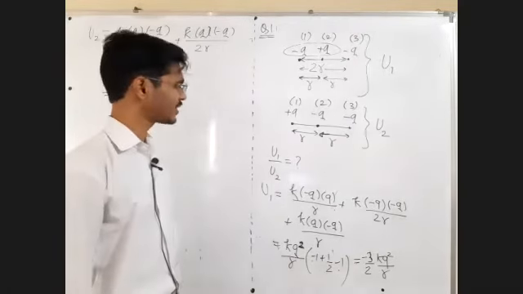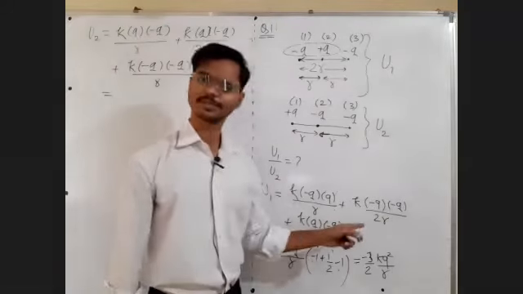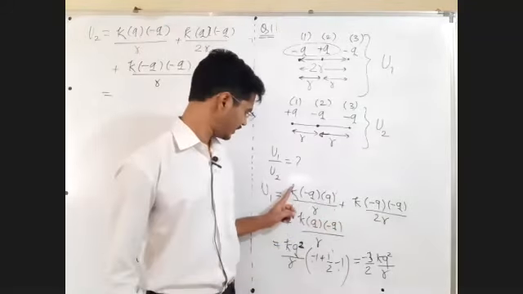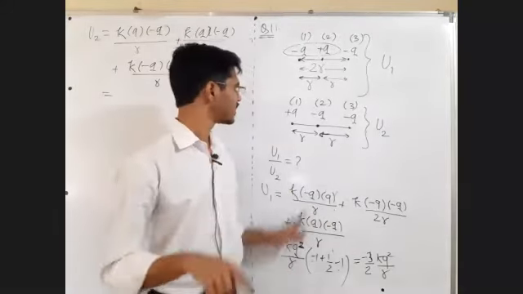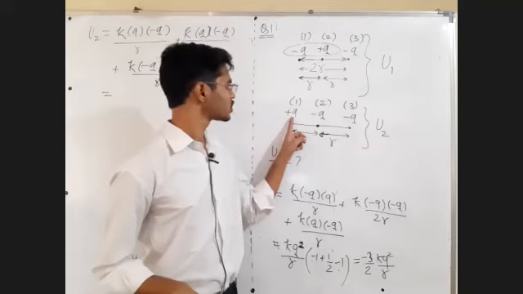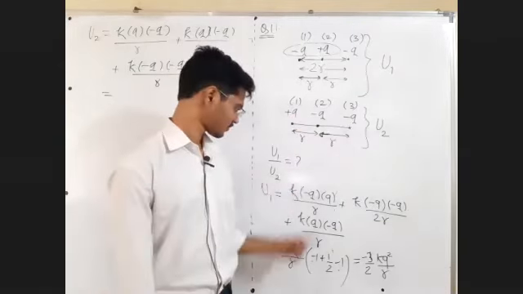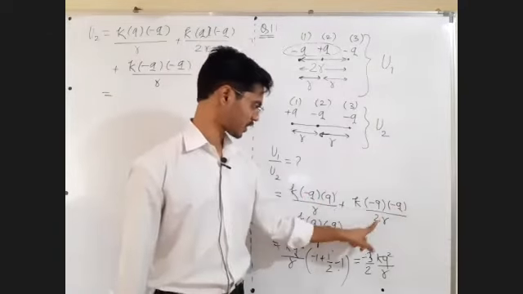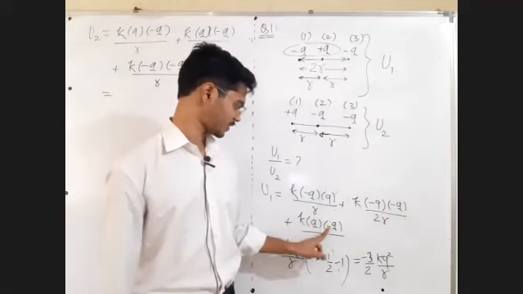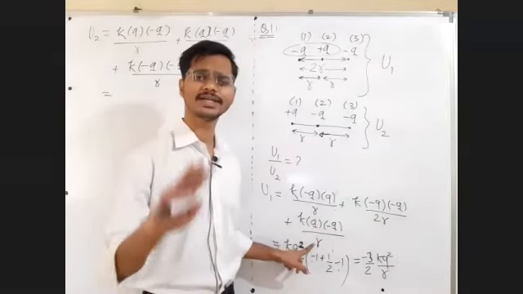Sir, if that could be taken as common, why write this entire step? We could have directly taken this K into Q square upon R common. Now instead of Q plus Q, take plus 1. Instead of minus Q, take minus 1. Minus 1 plus 1 upon 1, minus 1 upon 2, plus 1 minus 1 upon 1. Because K into Q square upon R, you can immediately take common.